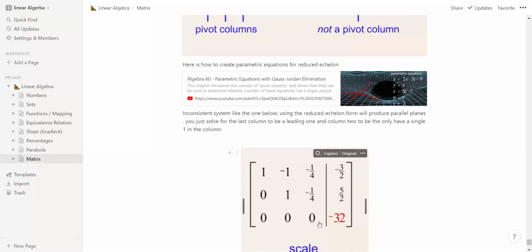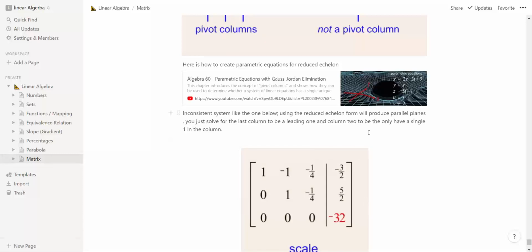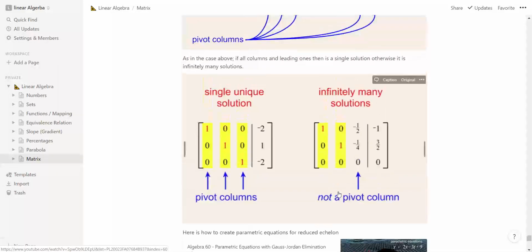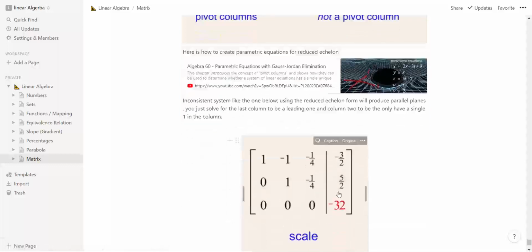So the reduced echelon form. This is an inconsistent solution. As you can see, 0 does not really equate to negative 32. So you do the reduced echelon form. You do that by making sure that there is a leading one here and the row is only zeros, and the same for the second row as well. And in that sense, what you're doing basically, you would produce parallel planes to each other, and the solution will still be inconsistent though, unlike what we've seen with infinitely many solutions. It's easier to solve those using reduced echelon form.